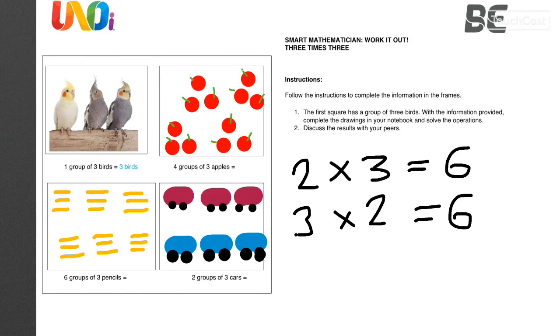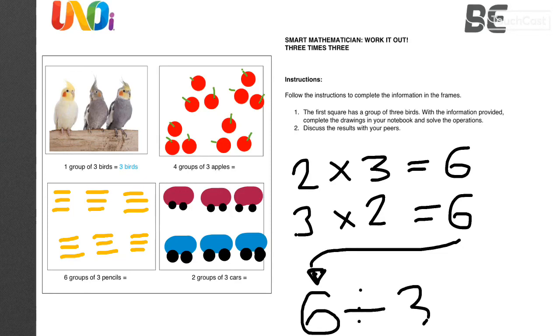But what if we move this 6 to the beginning? And I want to divide 6 cars into 3 groups. Well, 3 times 2 gives us 6. This means that 6 divided into 3, that's right, gives us 2.